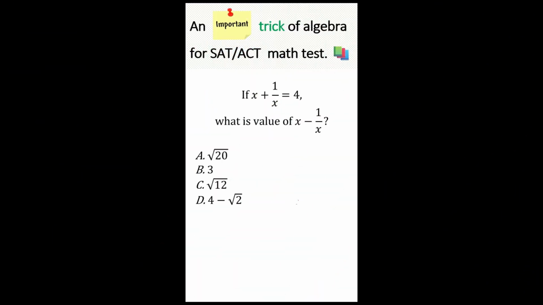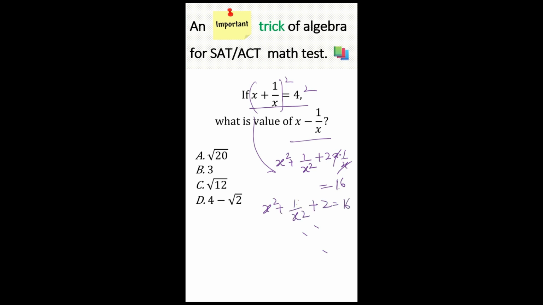Now let's have a look at this problem. So let's start by squaring both the sides. So what we have here is x square plus 1 upon x square plus 2, and this x times 1 upon x cancels out and equals nothing but 16. So what we have been given is that x square plus 1 upon x square plus 2 equals 16, or when I solve it, it comes out to be x square plus 1 upon x square equals 14.